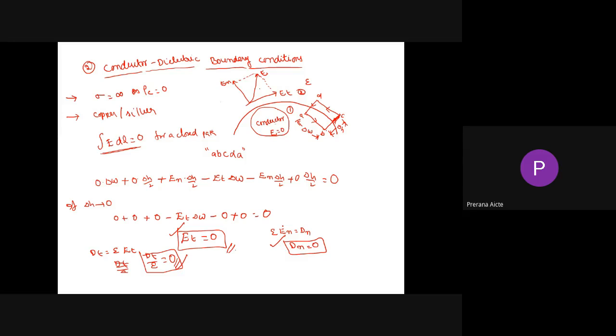And the last, Gauss's law for magnetic fields: integral of B into dS is equal to 0. The net magnetic flux density over the closed surface is equal to 0.